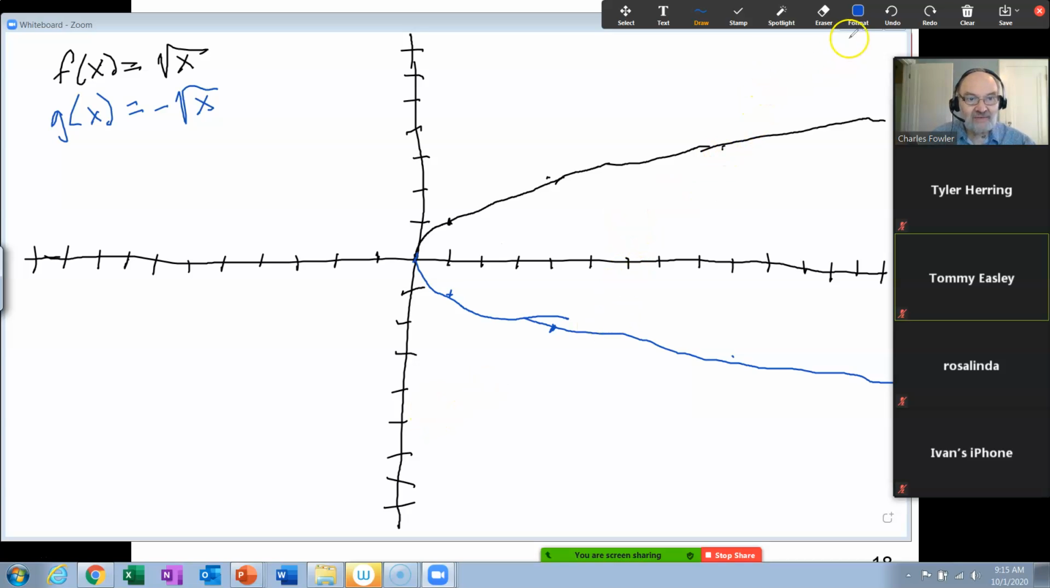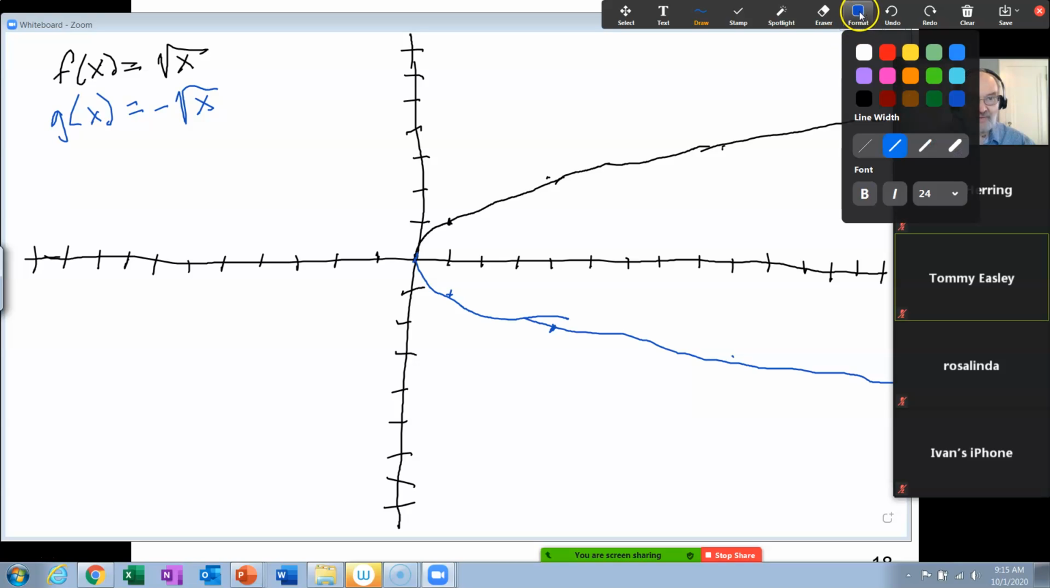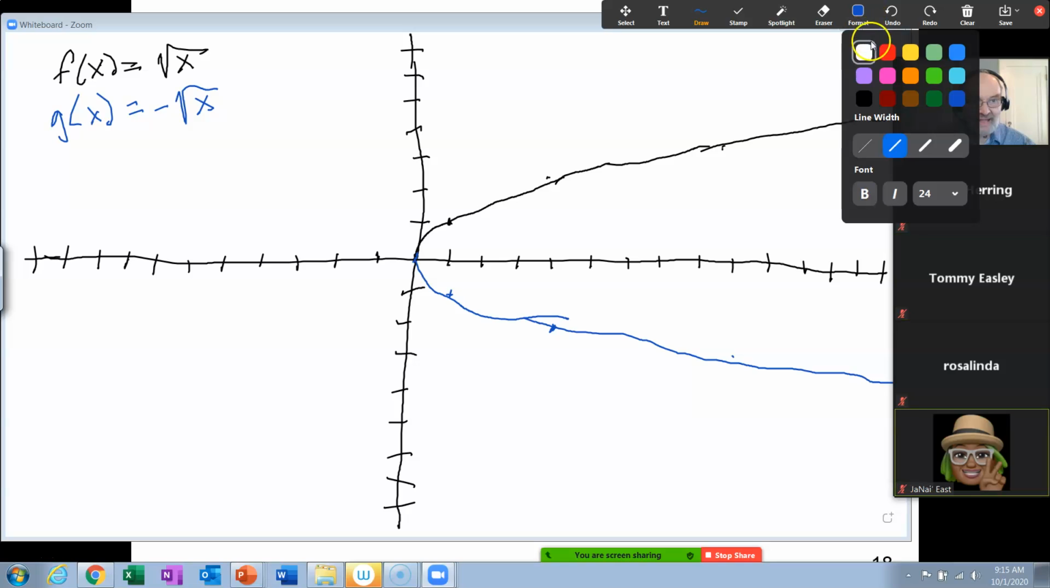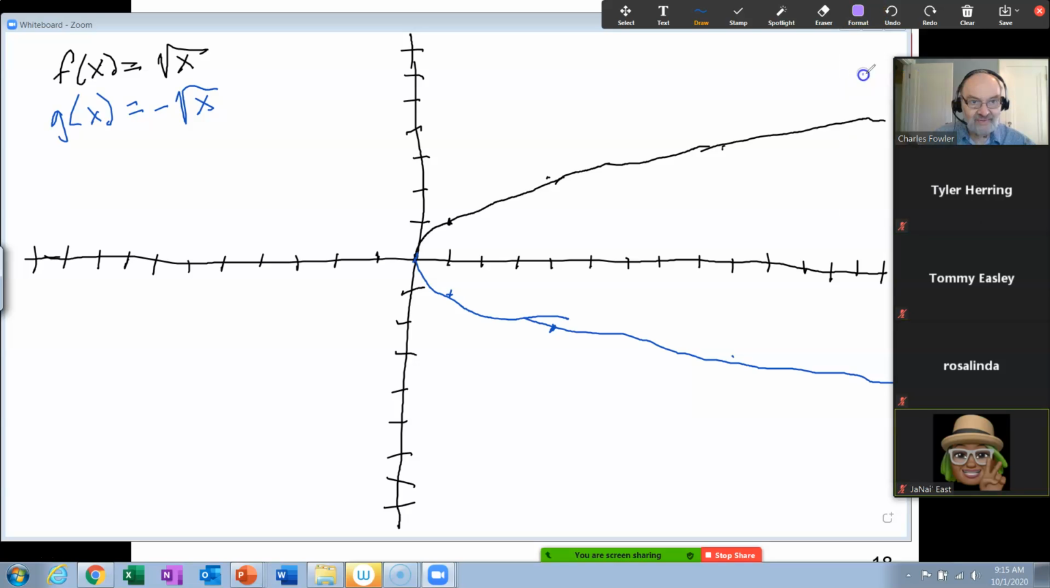All right, I need a different color. Someone give me a different color. Still got lavender, red, pink, dark brown, yellow, orange, lighter brown, light green. Lavender. Okay, here comes the lavender. That's going to be our H. Can you read it well enough? H of x is equal to the square root of minus x.